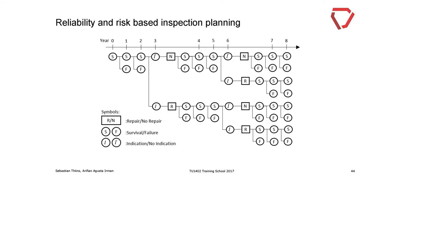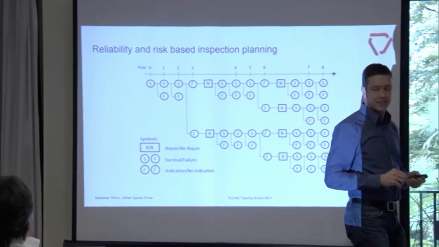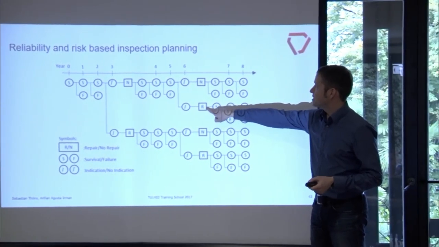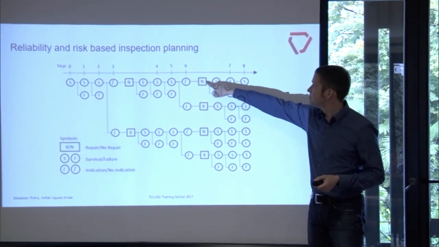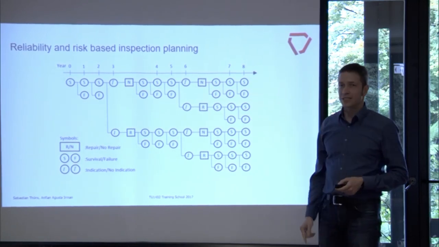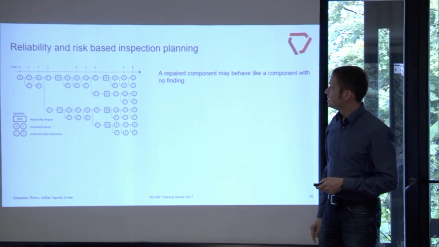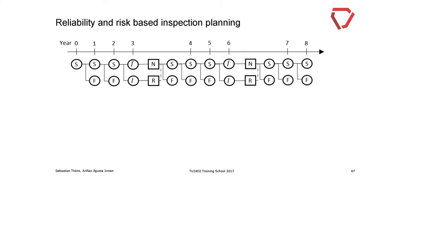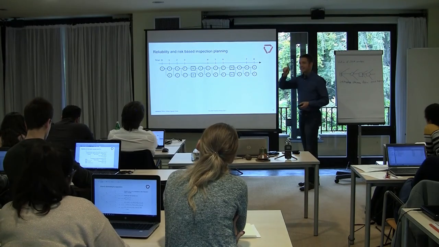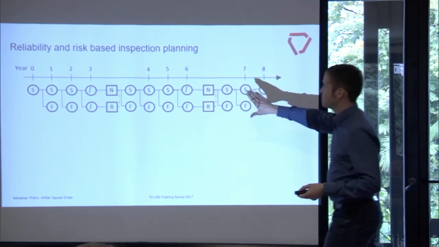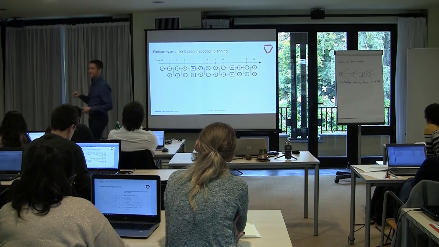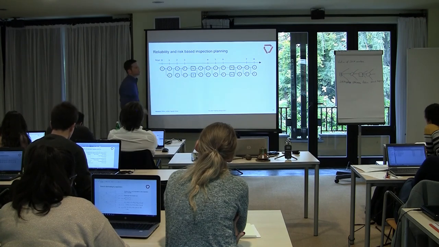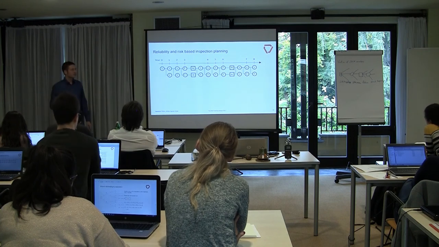The other idea is, you probably already know these simplification rules. The other idea could be that the repaired component behaves like one component which had no indication. And if you do this, then we have just one branch left. And if you do the other simplification rule, we have also only one branch, but now it's a little more complicated because you need to go back to the decision trees here with different service lives.